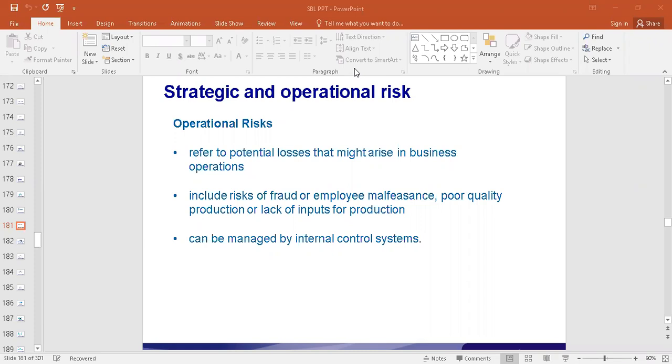So at the time of implementation, internally, it could be about the risk of fraud or employees being involved in some kind of embezzlement or fraudulent behavior, stealing things. So employee misbehavior. So risk of fraud or employee malfeasance, or poor quality production, too many defective units produced, or lack of inputs for production. These are internal factors which can affect. So if there is any failure seen in day-to-day implementation, it is called operational risk.